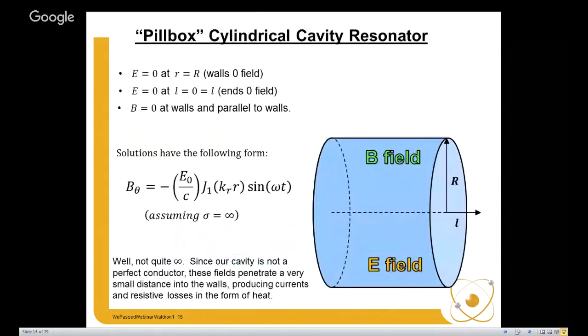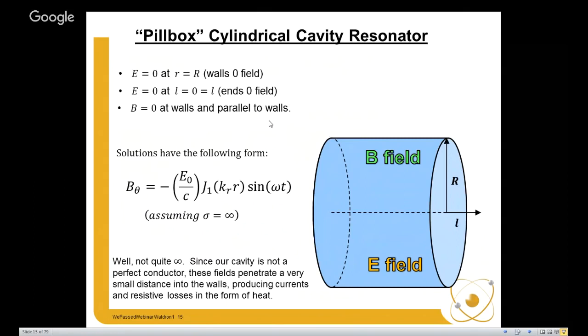So let's go ahead and take that geometry, which is just a cylindrical container, and let's set some boundary conditions. Let's say that the electric field is going to be 0 at the walls, which are r equals big R, radius is r. And we're going to set it to be 0 at the ends. We're also going to say that the magnetic field is going to be 0 at the walls and parallel to the walls. Of course, that's going to happen anyway, thanks to Maxwell's equations.